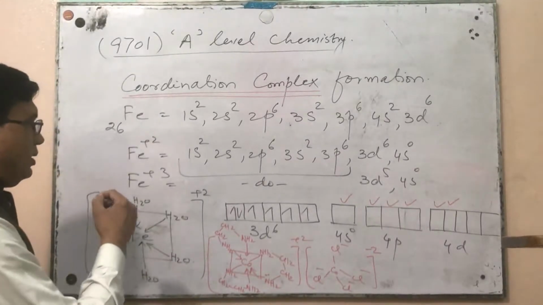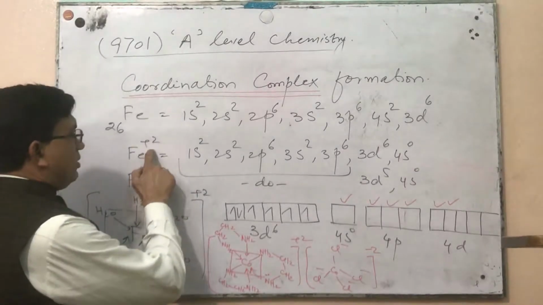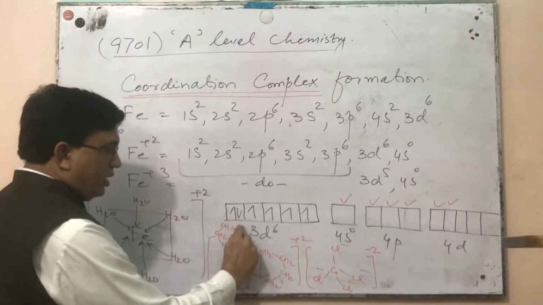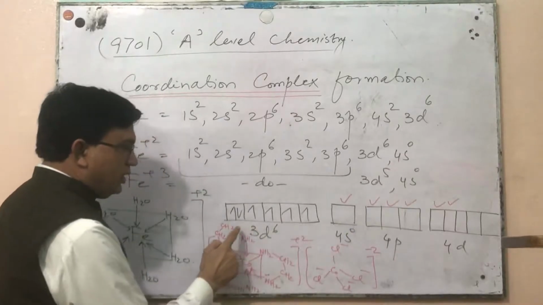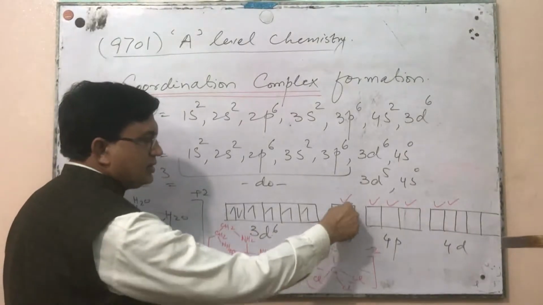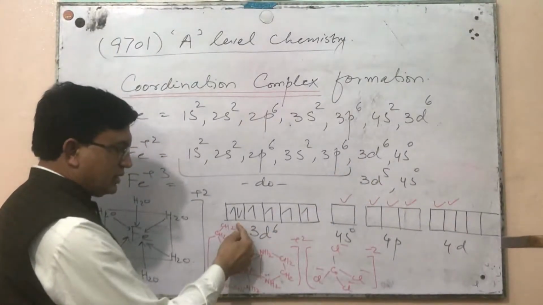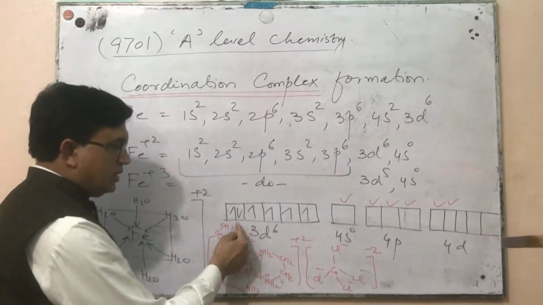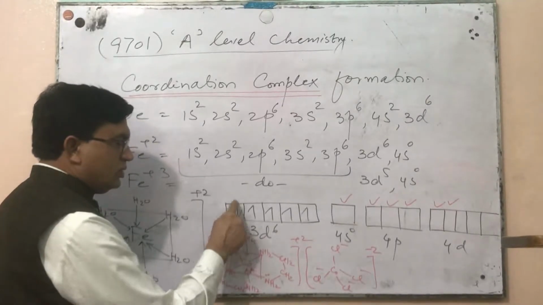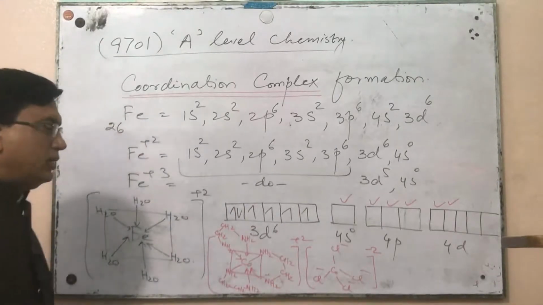Now, this is represented by the iron positive 2 electronic configuration. The 4s electrons have gone, and what is next? One electron is paired up, the others are unpaired.